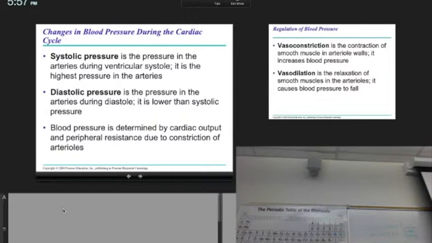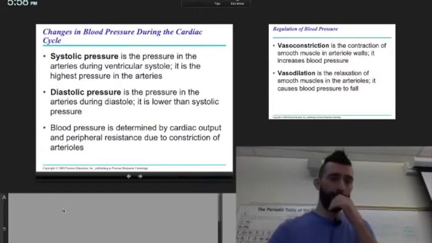Okay, your blood pressure, or I guess I should say your blood pressures, can change by changes in cardiac output or by constriction of arterioles, which is what Miracle was getting at.